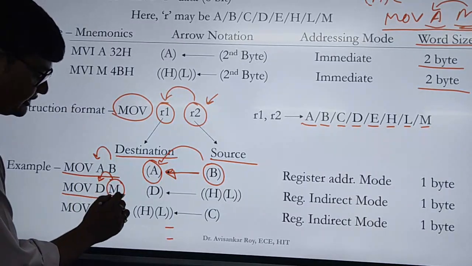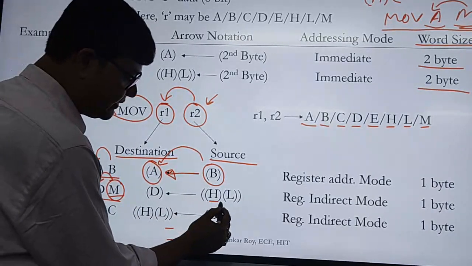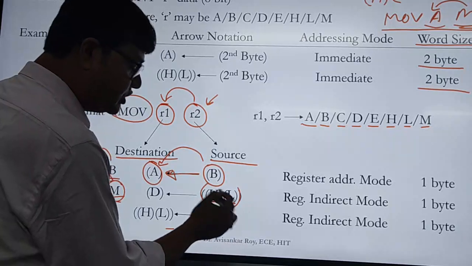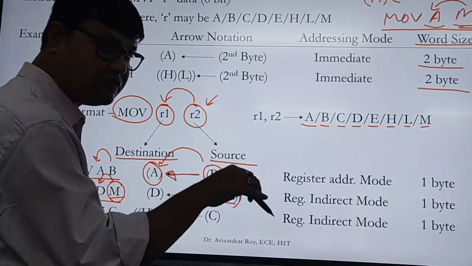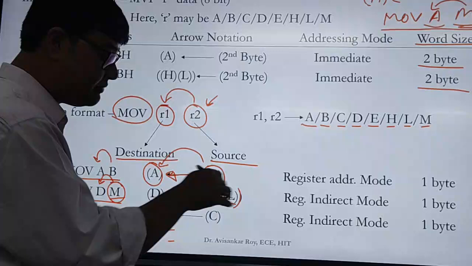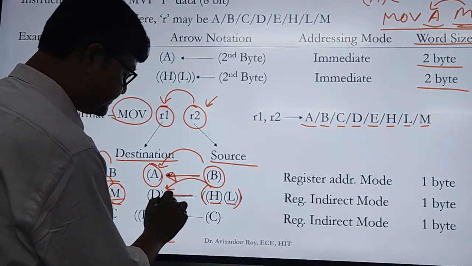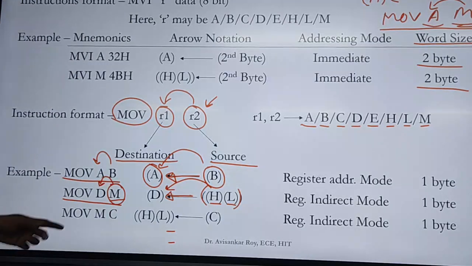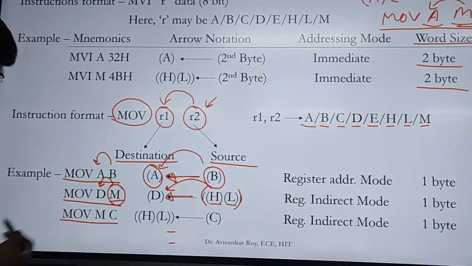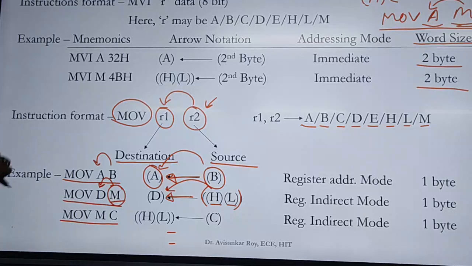Okay. So how to define M? M is defined by the content of H and the content of L. So the content stored in this particular memory location, which is defined by the H register pair, will be transferred to the D register. And last is MOV M, C. So here C will be transferred to M.